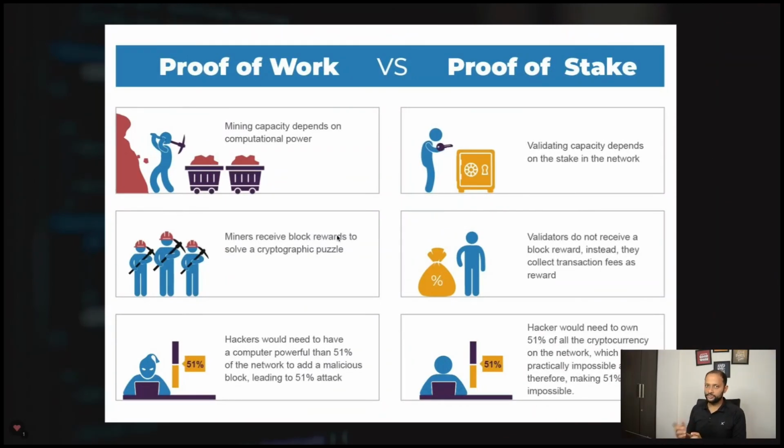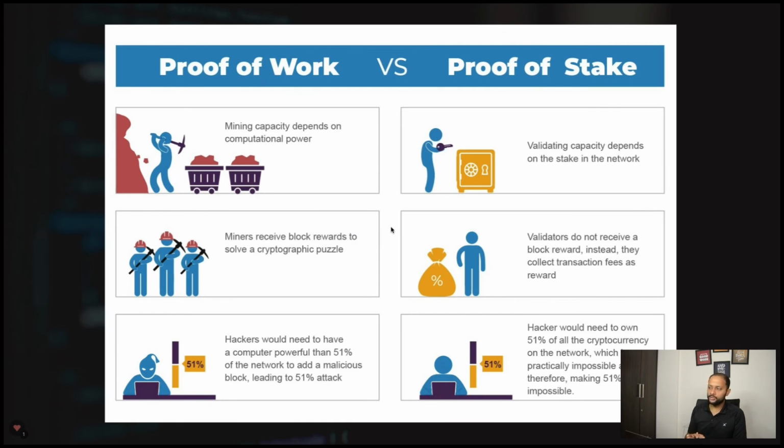In proof of work, the process of processing a transaction depends on the mining capacity or the computational power and that entire expensive infrastructure. However, validating capacity depends on the stake in the network. So the higher the stake, the more the chances that I will get a chance to forge a particular block. Miners receive a block reward for solving a cryptographic puzzle. Validators do not receive any block reward. Instead, they collect transaction fees as a reward.